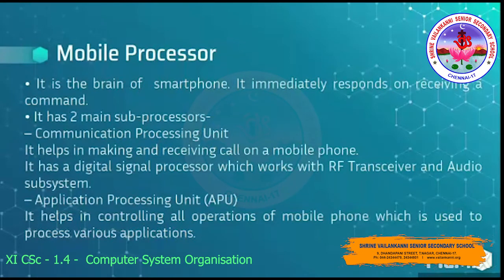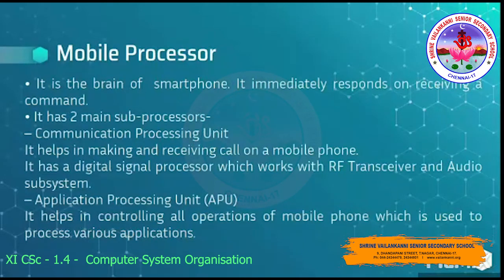Mobile CPU or the mobile processor. This is the brain of the smartphone. The CPU receives commands, makes instant calculations, plays audio, video, stores information and signals, and sends signals throughout the device. The CPU of the mobile system has majorly 2 sub-processor types: communication processing unit and application processing unit.